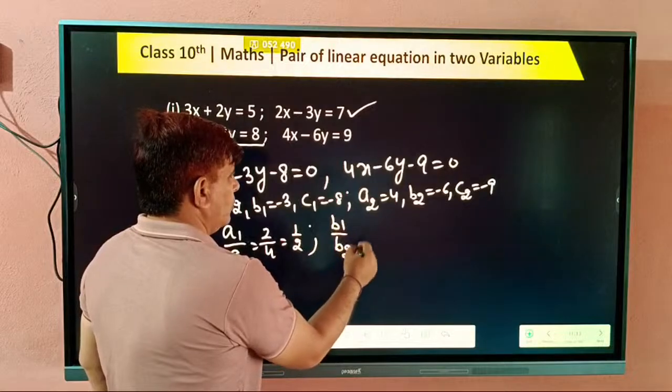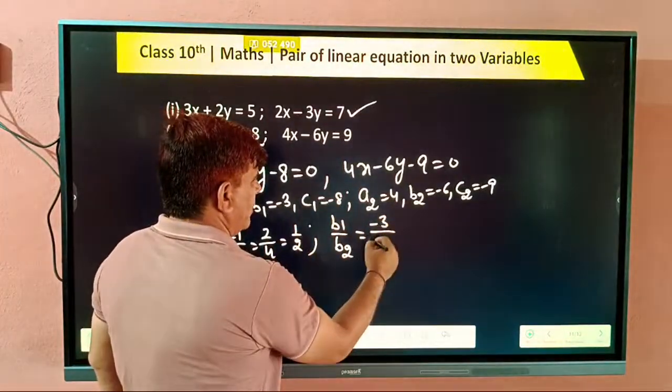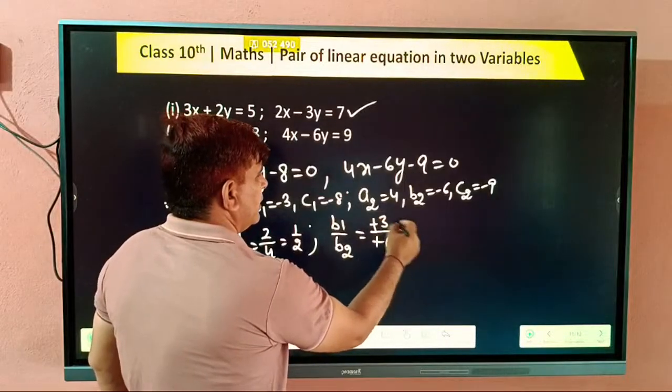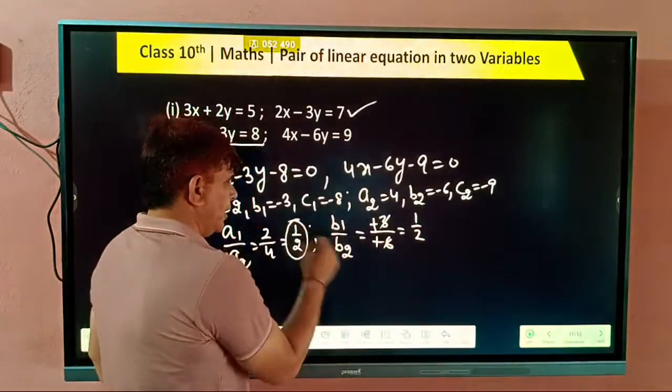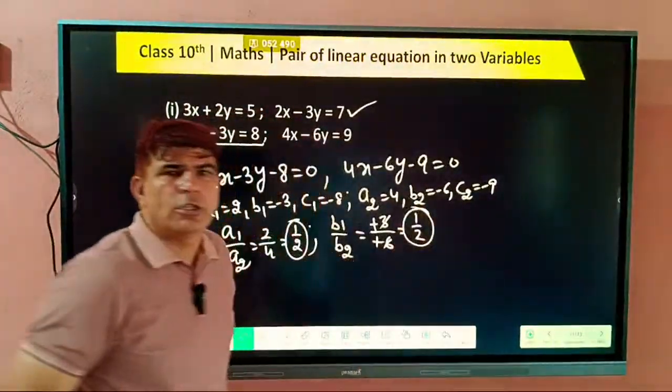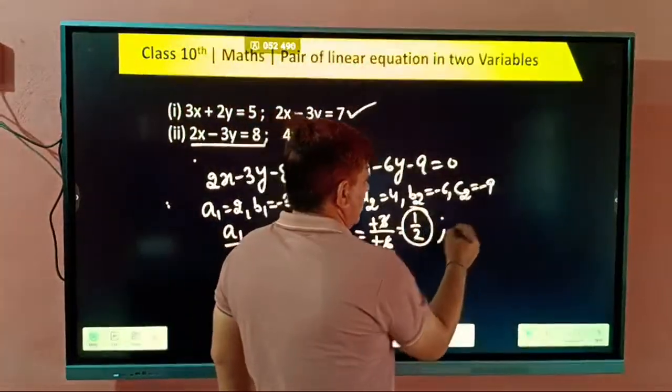Then B1 by B2, what's your B1? Minus 3 by minus 6. This cancels this, and this cancels, meaning 1 by 2. This is also 1 by 2, meaning both are equal. So then we have to check, what do we have to check?